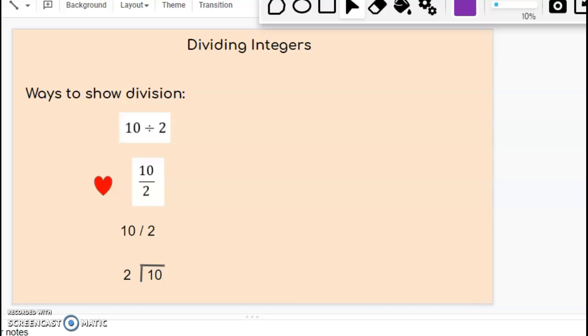Unit 4, Lesson 2. So, dividing integers. The rules for dividing integers are exactly the same as multiplying, so we don't have to go through proving it all again today. But I wanted to start off by showing you the different ways to show division.